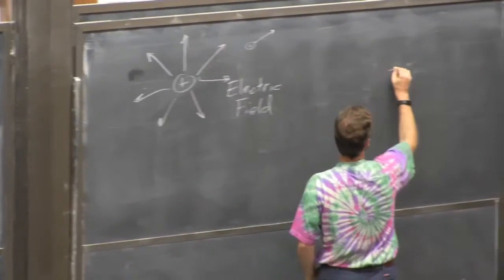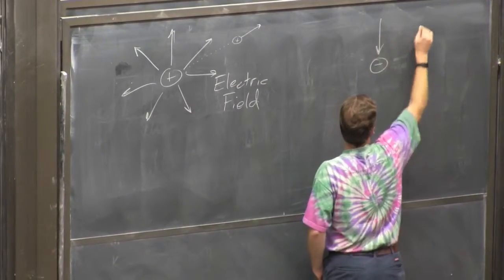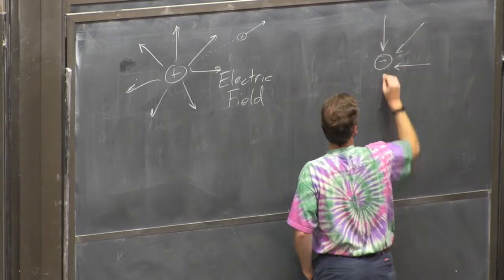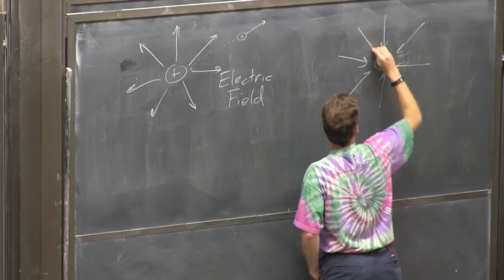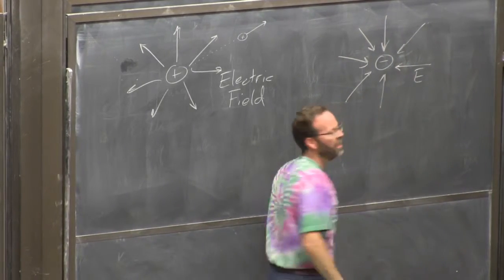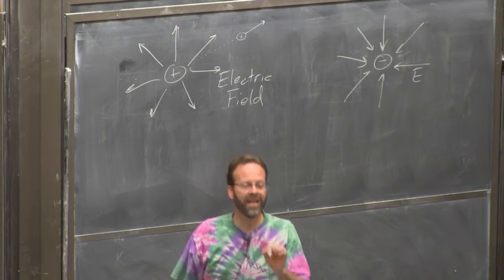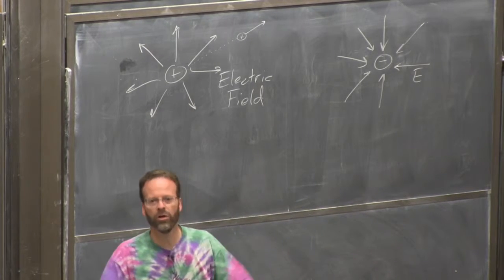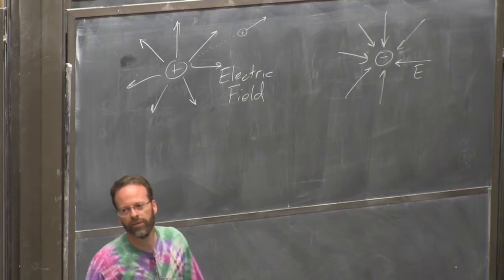A negative, an electron, it's still radial, but it comes inward, like this. That's the electric field. Again, if you took a positive test charge, it would be attracted. That's how you know it's towards the electron.